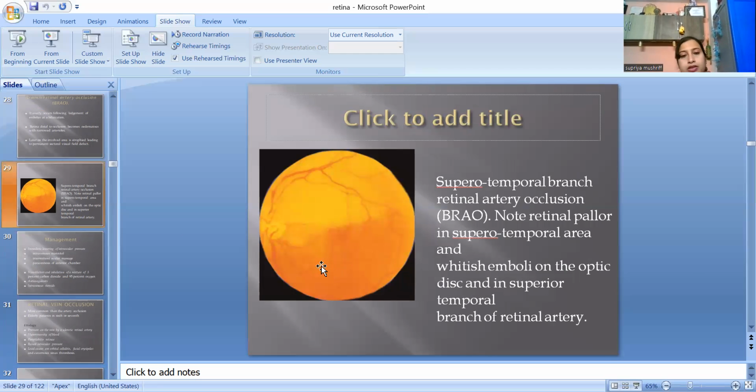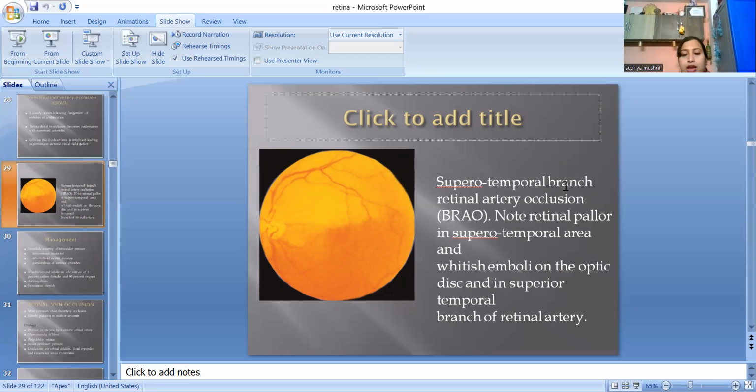Now this is a diagrammatic picture. Here we can see pink retina, and here we can see sectoral pale retina. The sectoral pale retina denotes the artery which is blocked. So this is supratemporal branch retinal artery occlusion. Here we can see the supratemporal artery is occluded, and there is thinning of arteries distal to it. Because it is also involving the macula, there will be diminution of vision, but it will not be as gross as in central retinal artery occlusion, and the pupil will also not be affected.